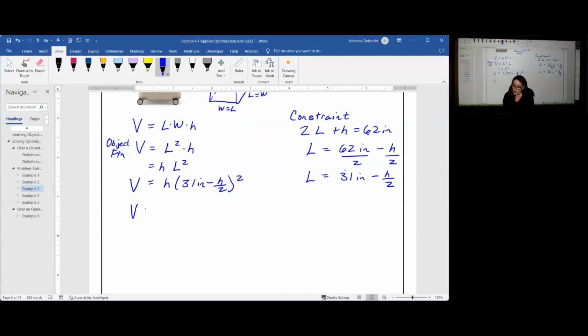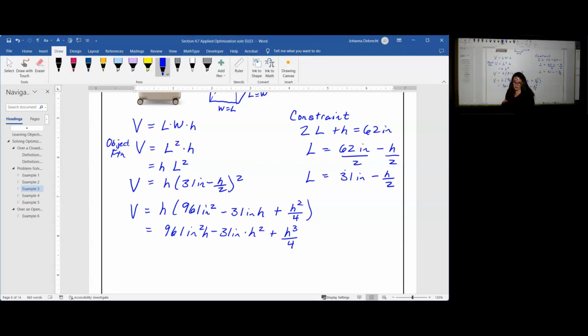When I multiplied it out, I got, for the inside, 961 square inches minus 31 inches times H plus H squared divided by 4. When I distribute the H, I get 961 square inches times H minus 31 inches times H squared, oops, lost my H there, plus H cubed divided by 4.